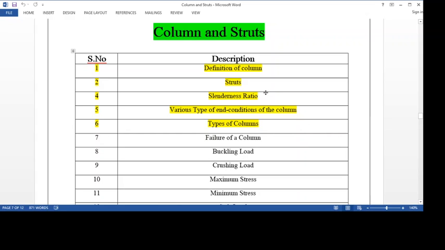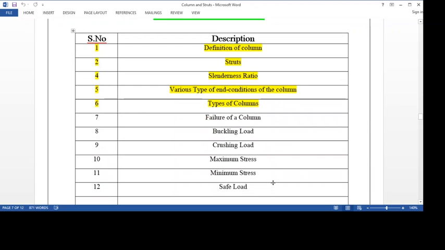Hi friends, today's topic is columns and struts. In the previous section we covered the definition of column, definition of strut, slenderness ratio, various types of end conditions of the column, and types of columns. Types of column means long column, short column and medium column. In this section we cover failure of columns, buckling load, crushing load, maximum stresses, minimum stresses and safe load.